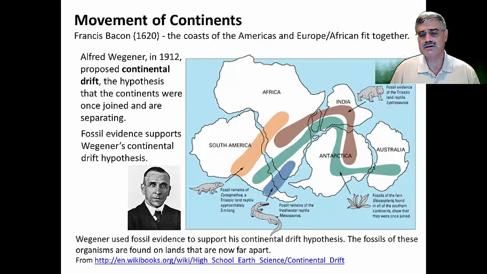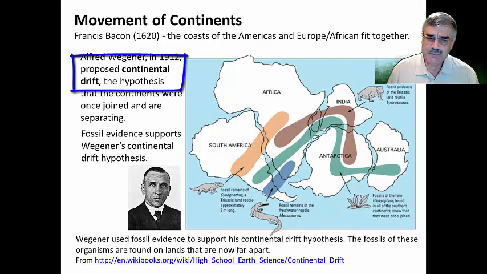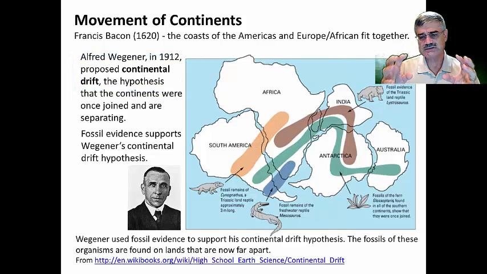That is, if you looked at the fossil record for certain species, and I won't go through each of these, you can see that he found evidence that the fossils for certain species could be found in South America and in Africa, or in some cases South America, Africa, and on into even Antarctica and Australia, suggesting that for these species to have existed in all these different locations, maybe it was all one landmass at one time. So he proposed what was called the continental drift hypothesis, that the continents were at one point in time part of a single landmass that then began to drift apart.